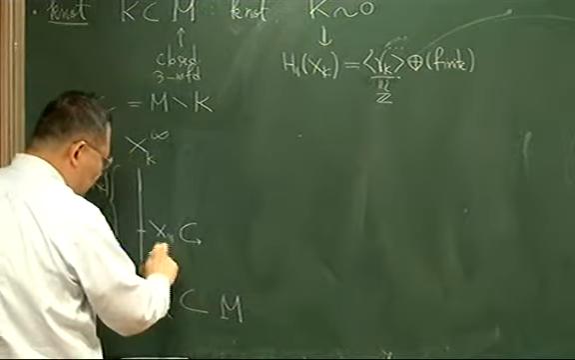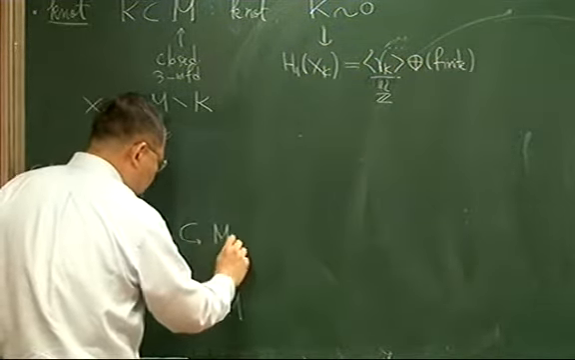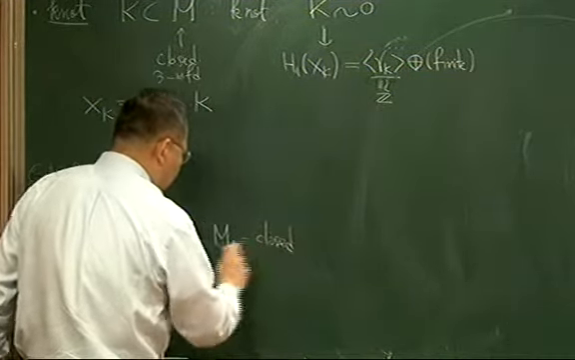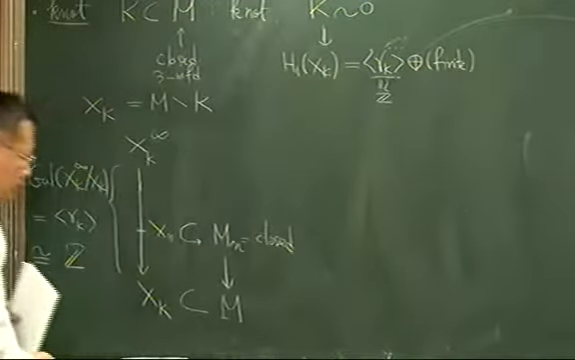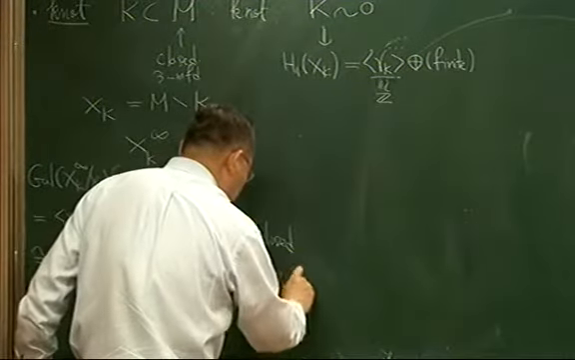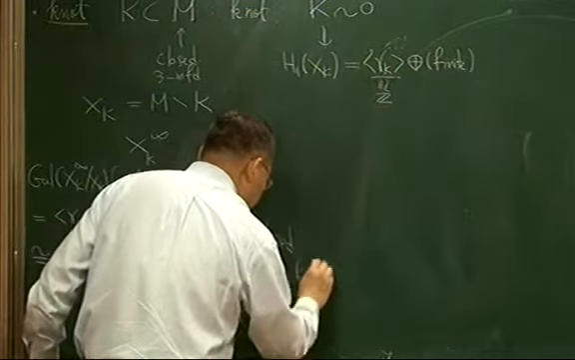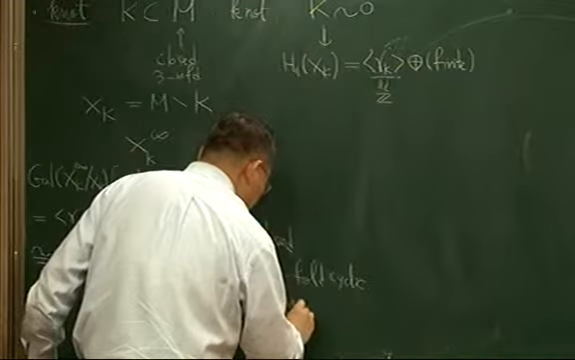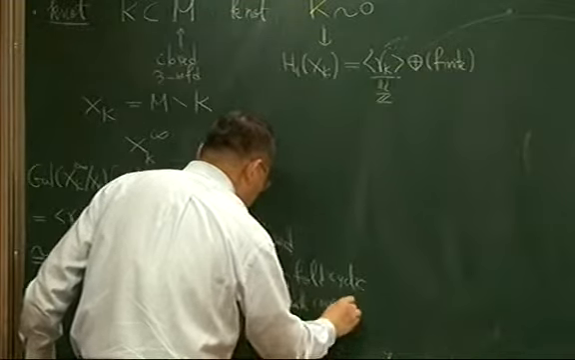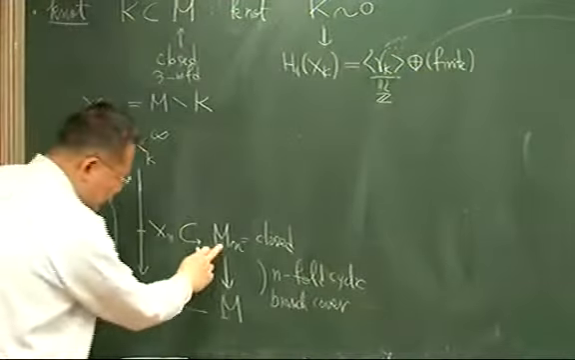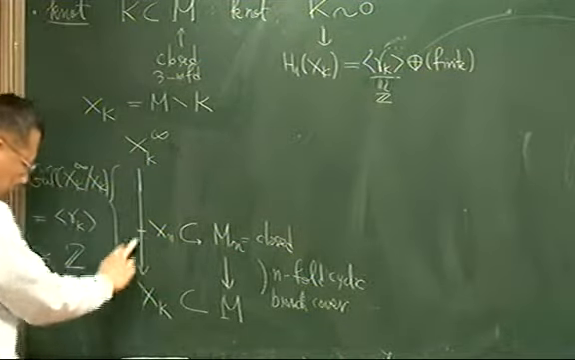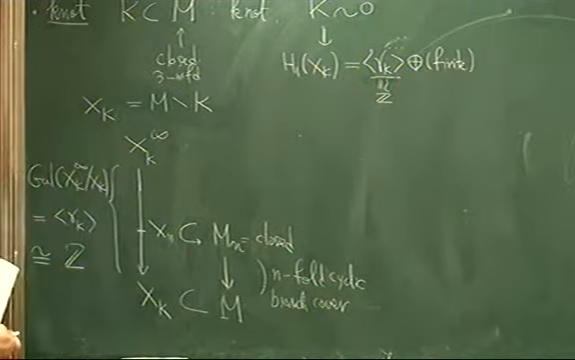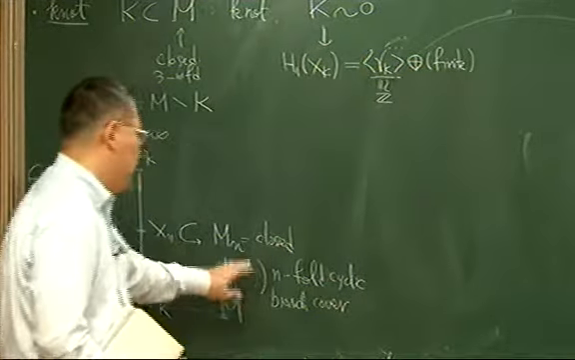We can complete X_n to some closed manifold M_n, and M_n is an n-fold cyclic covering, a branched cover, branched over K. This is the unramified covering, the usual cover. This is the branched covering, branched over K.